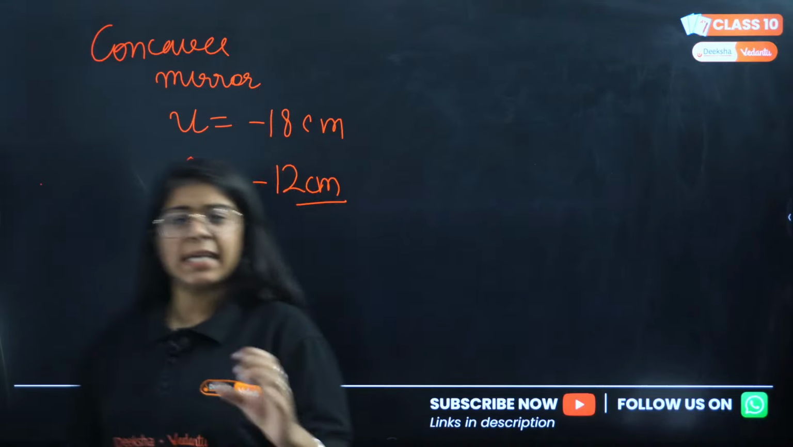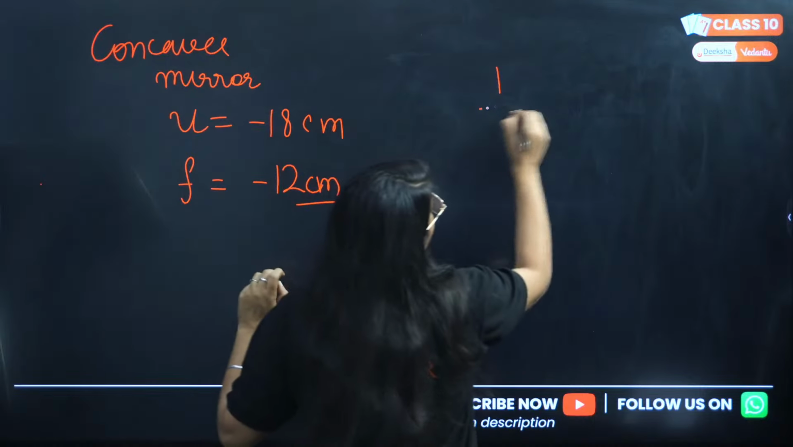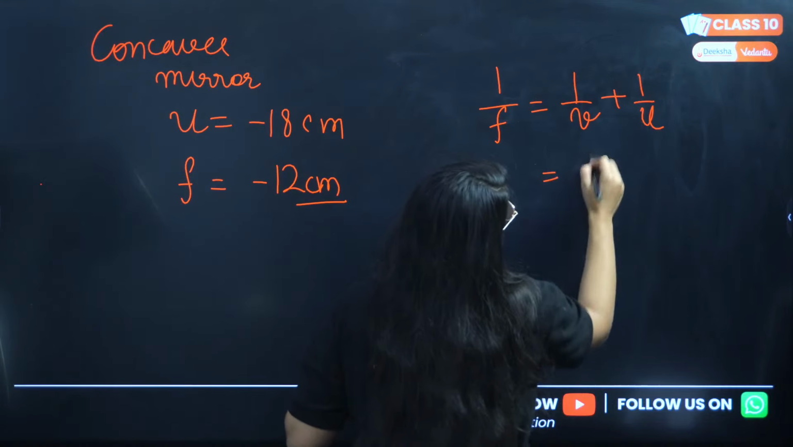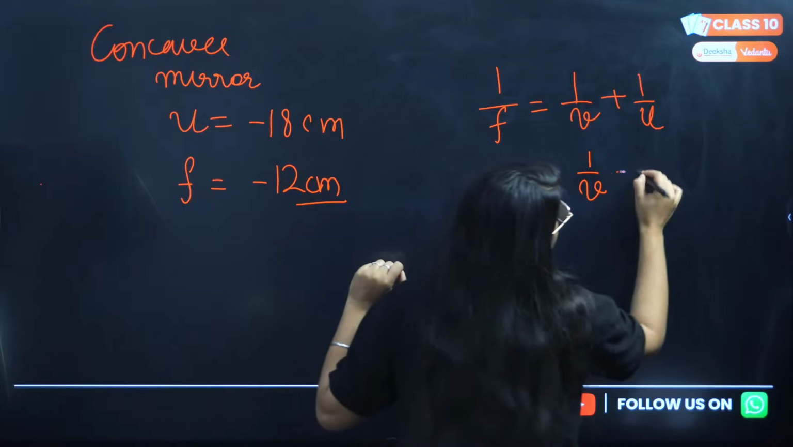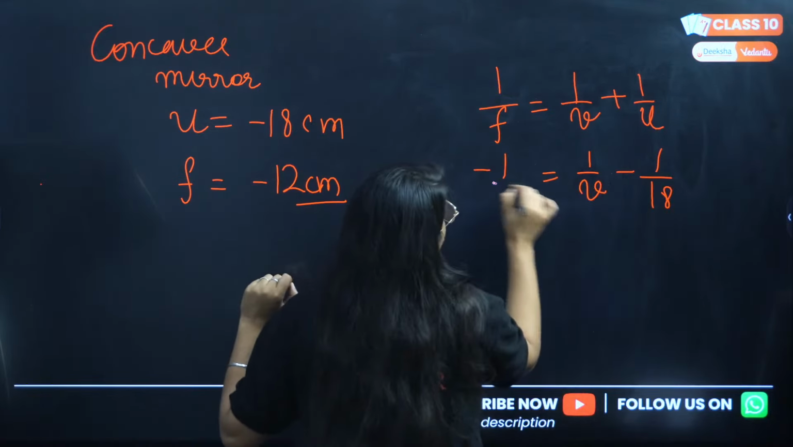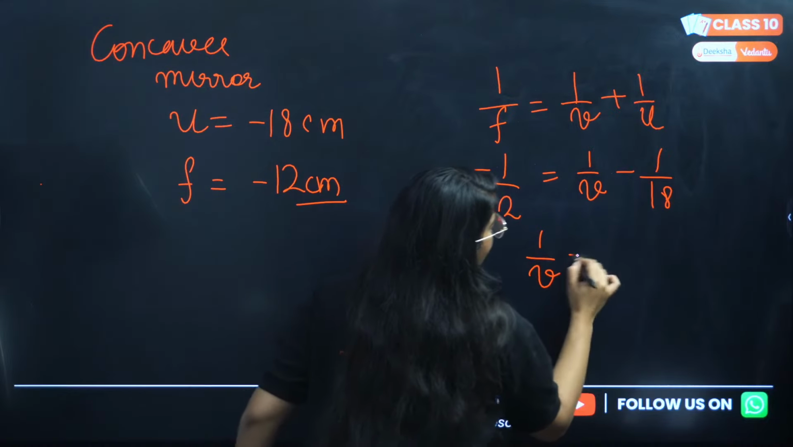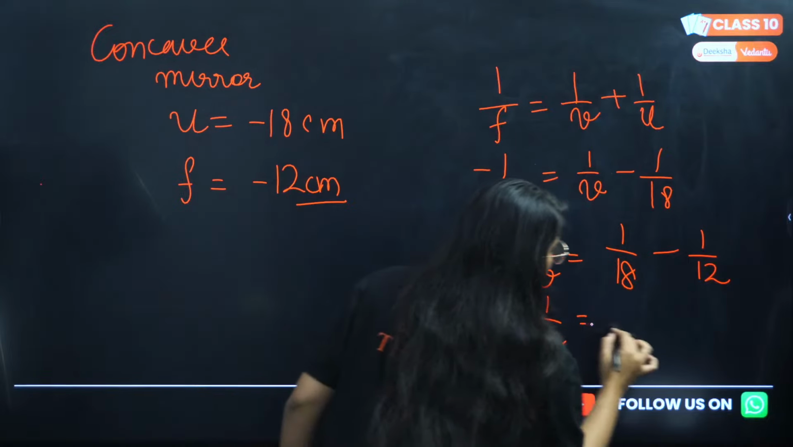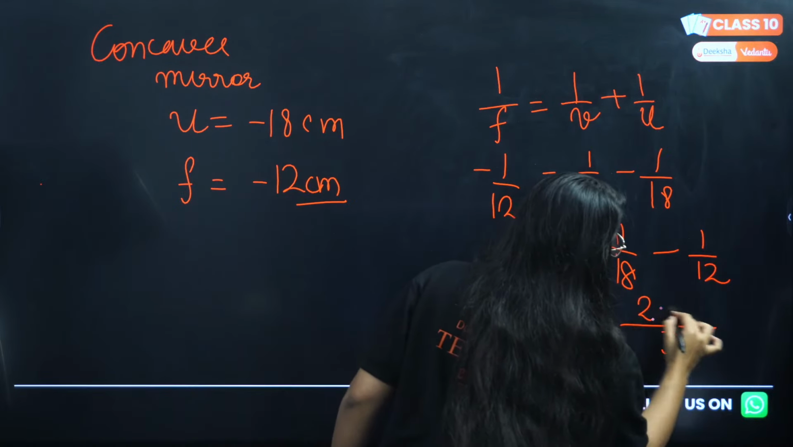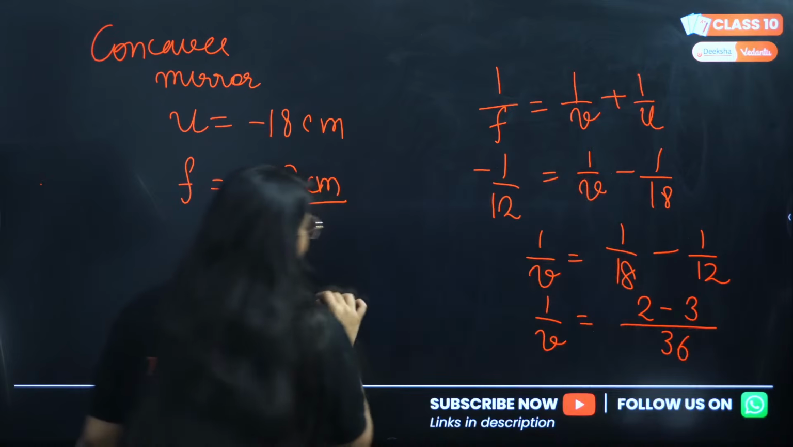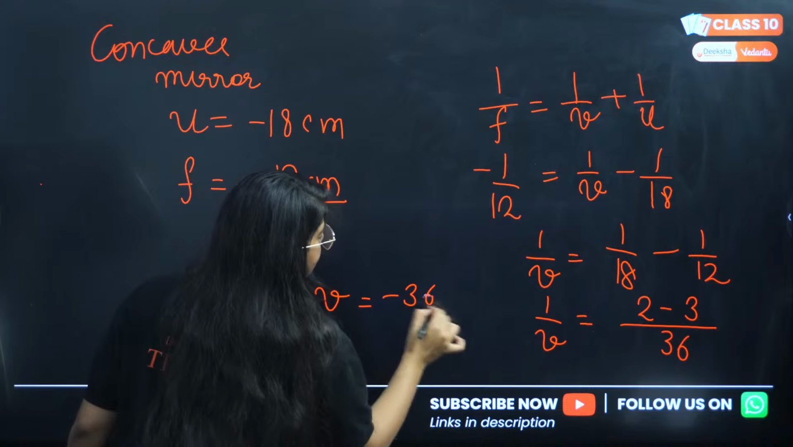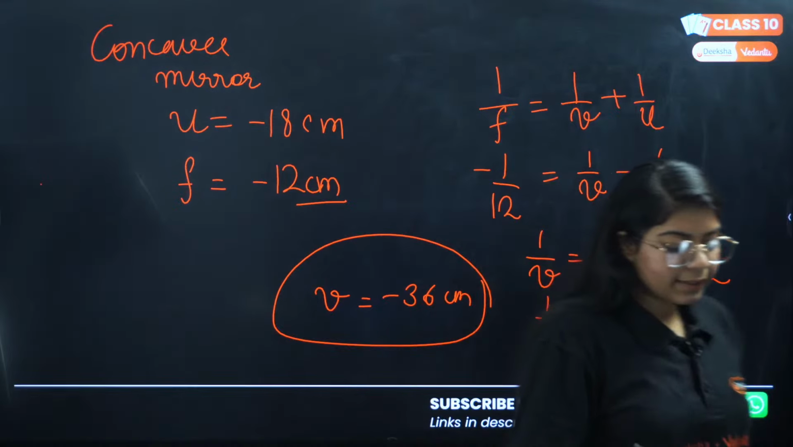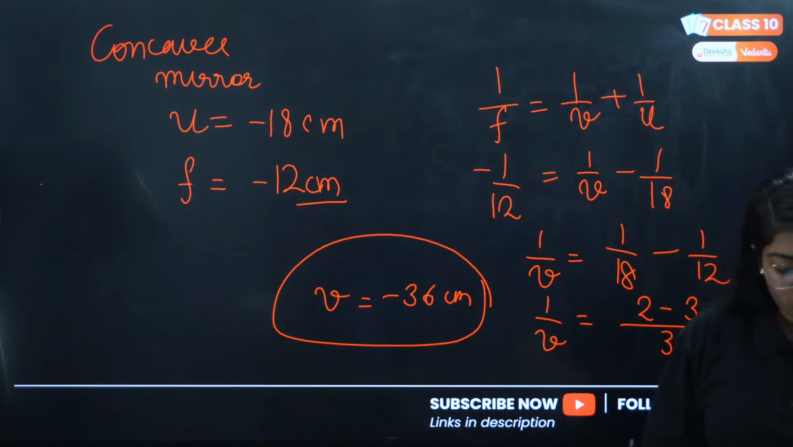Let's solve it. We can easily solve it using mirror formula. 1 by F equals 1 by V plus 1 by U. Correct? Now 1 by V we need to find. 1 by U is minus 1 by 18 and F is minus 1 by 12. So 1 by V will simply be 1 by 18 minus 1 by 12, which, if you take the LCM, will be 2 minus 3 over 36, and the V will be minus 36 centimeter. Correct? Can we move on to the next question?